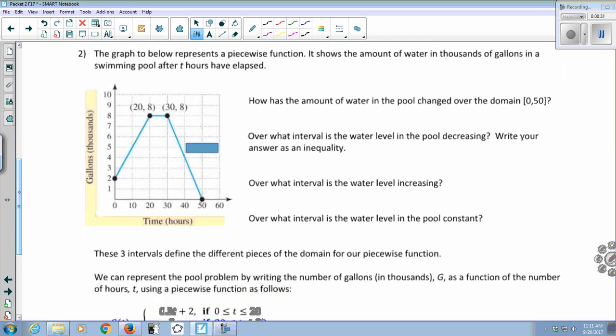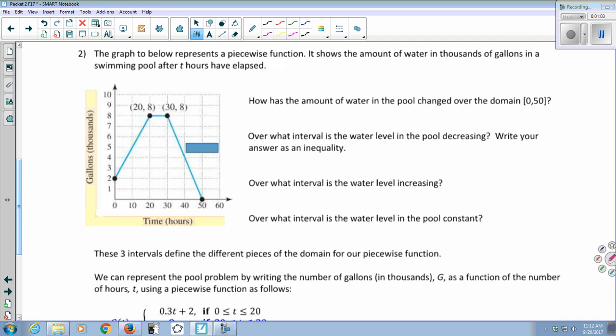So here, this is the graph we just worked with in the preview exercises. It represents a piecewise function because it has three distinct pieces, each of which needs a different formula to describe it. I didn't give you any context in the preview exercises, but this graph actually shows the amount of water in thousands of gallons in a swimming pool after t hours have elapsed. I added some labels here for the x and y axes. How has the amount of water in the pool changed over the domain?